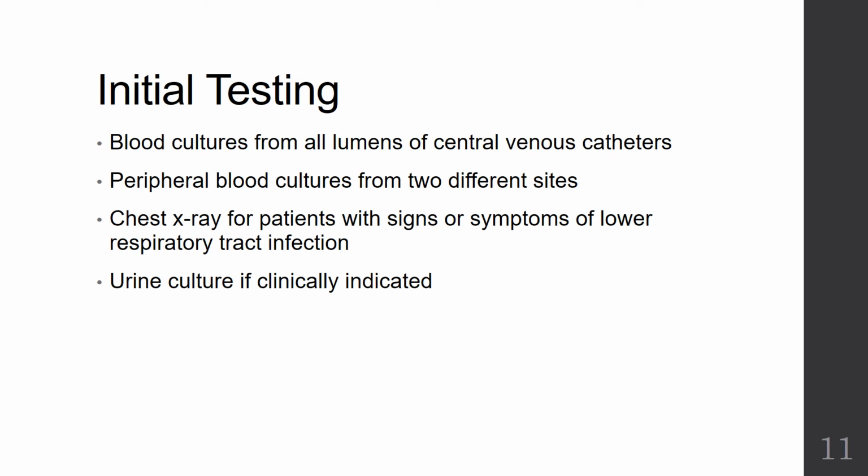So for initial testing, and this is geared mainly towards our high-risk patients in the inpatient setting, blood cultures are going to be recommended in both central venous catheters and also obtaining a peripheral blood draw, ideally from 2 different anatomical sites. And then a chest x-ray is only going to be recommended in those patients that do present with some type of signs and symptoms indicative of a respiratory tract infection. And then lastly, a urine culture and urine analysis is only going to be recommended in those patients where it's suspected that some type of urinary tract infection could be the cause of the fever.